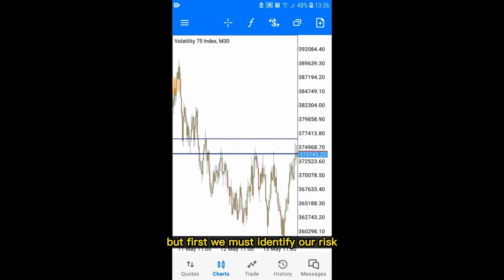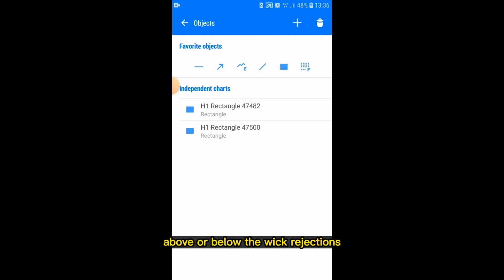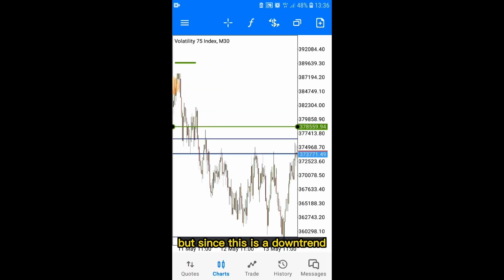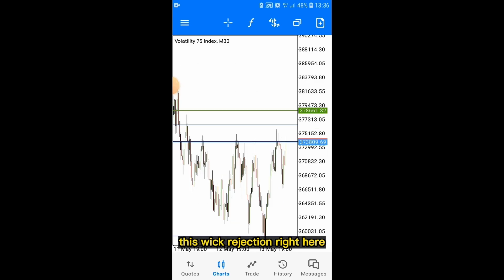But first, we must identify our risk, because we must risk what we can afford to lose per day since we are day traders. So if it is not worth it, we ignore the trade, as simple as that. And the reasonable area to place any stop loss is above or below the weak rejections depending on the trend. But since this is a downtrend, the reasonable area to place the stop loss is on this weak rejection right here. So here is where my stop loss will be, and I go and press the trade, as simple as that.